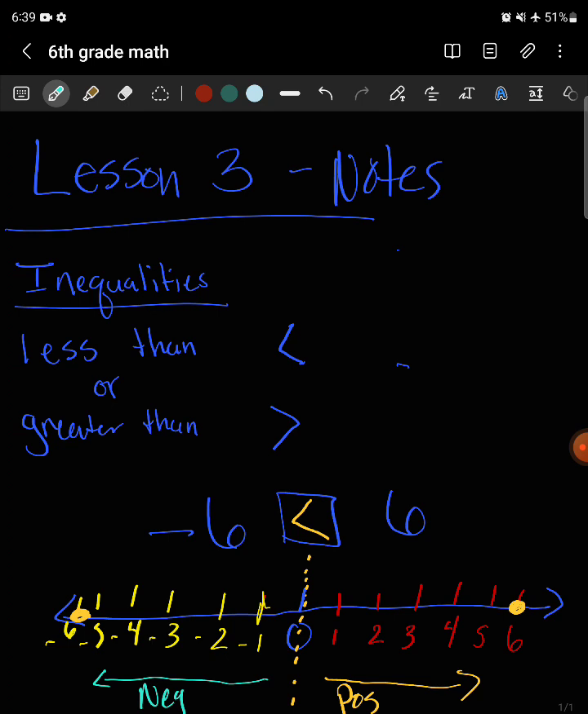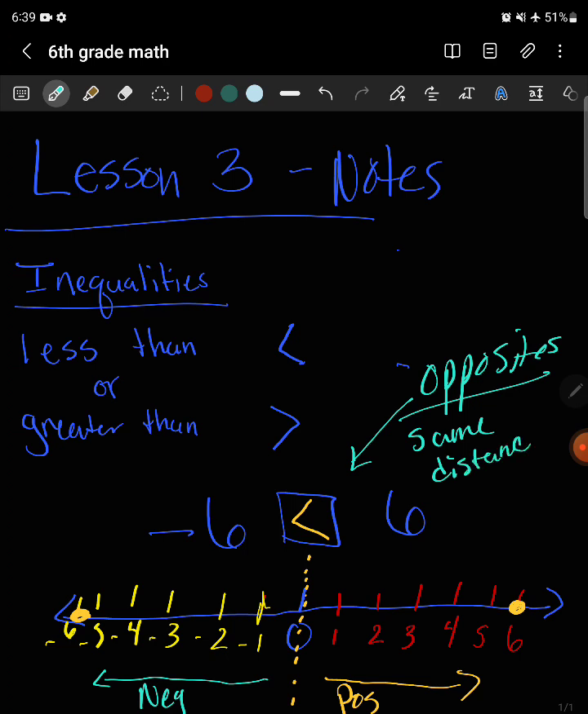In this case, we have -6 and 6. Both of these numbers, these are opposites. All right, because they share the same distance from 0. All right, so even though these are opposites and they share the same distance from 0, the value of these two numbers are different. You would rather have $6 than owe me $6. All right.